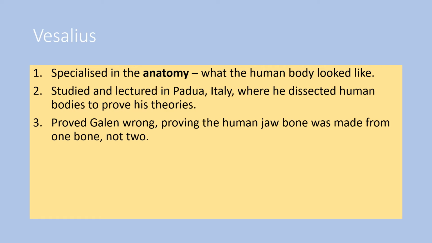So Galen thought that there were two bones within that. And Vesalius says, no, there's not. There's only one. Let me show you. And that's something that Galen could never do. He'll say, let me show you on a pig. Let me show you on an ape, but not on a human body.